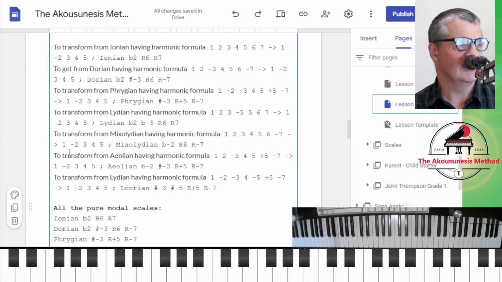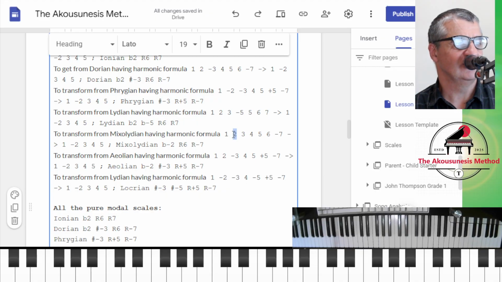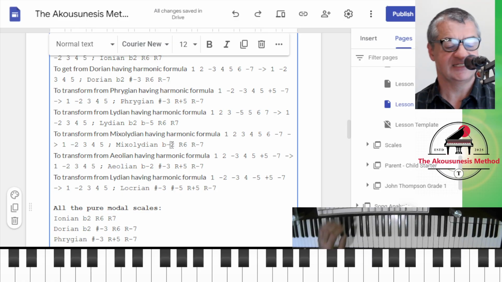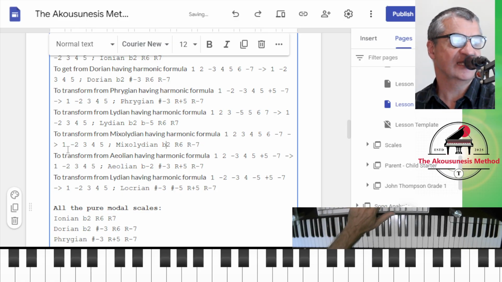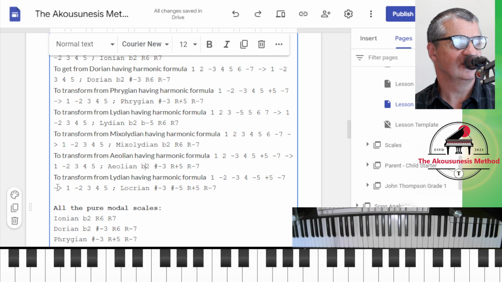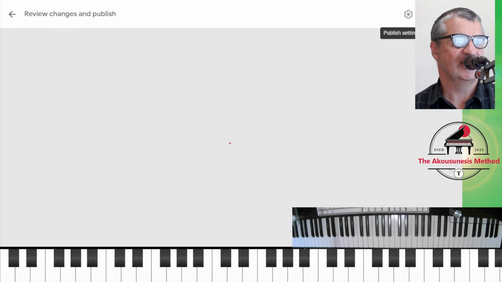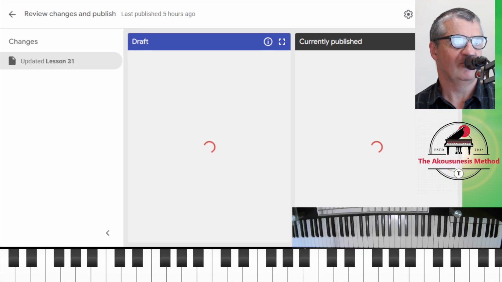So if we've got the Mixolydian, we want to get from 2 to flat 2, right? So we just flatten a second. Flattening the second will get us to there. Same in here. Flattening the second will get us from a 2 to -2. And this has got -2 as well. All right, so I'll just publish that, and we'll get back into it.